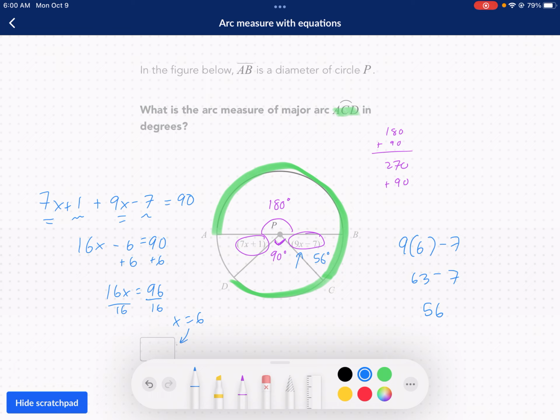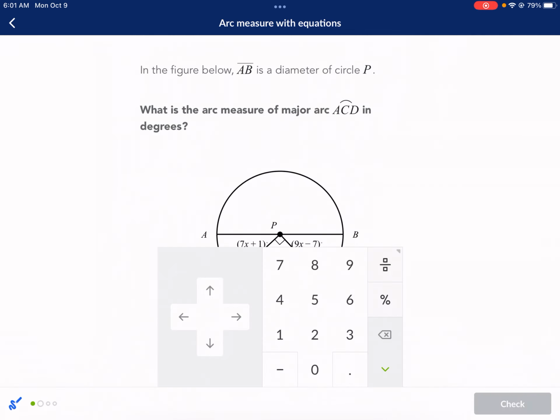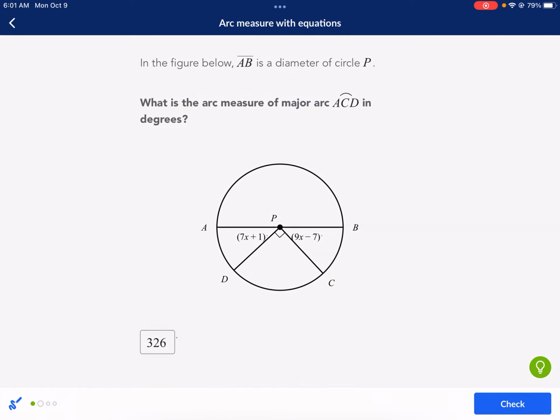Okay, and now I can just do 180 plus 56 plus 90, and that's everything that encompasses that major arc. So here is that major arc. That was an amazing bracket I just drew. So I can just do 270 plus 56, and I get 326. I should be able to put 326 in here. Just trust I did everything correct, and I didn't. I must have messed up somewhere in my addition.